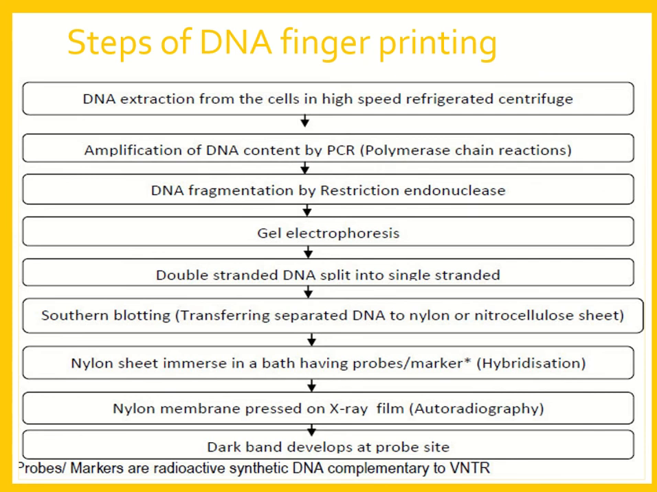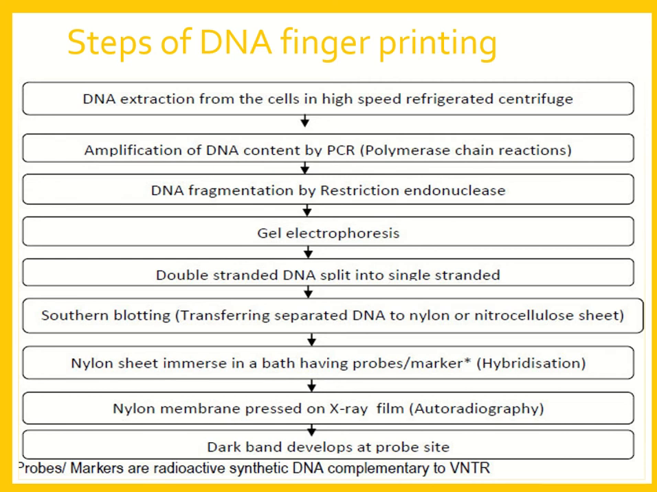Then gel electrophoresis. The next step is separation of DNA sequences or restriction fragments. The cut DNA fragments are introduced and passed through electrophoresis setup containing agarose polymer gel. The separated fragments can be visualized by staining them with a dye that shows fluorescence under ultraviolet radiation.